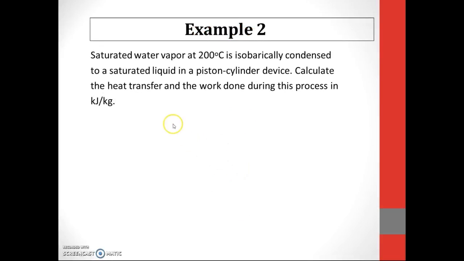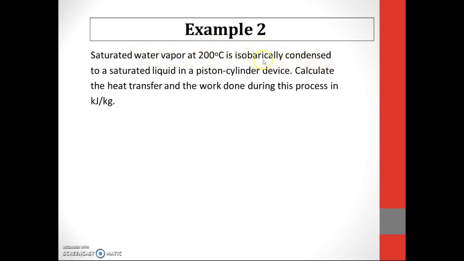Example 2. Saturated water vapor at 200 degrees Celsius is isobarically condensed to a saturated liquid in a piston cylinder device. Do you remember what isobarically means? Okay, so this is important. You need to identify the condition of your problem. We start with saturated water vapor at a temperature of 200 degrees Celsius. So this is the initial condition.